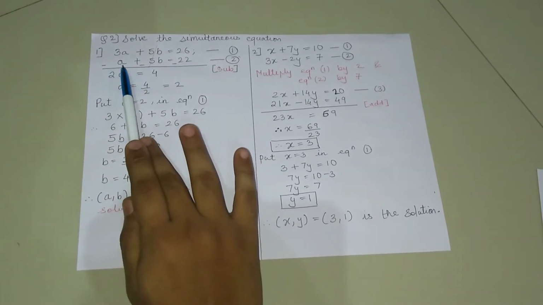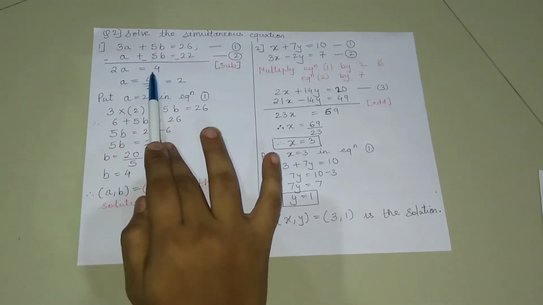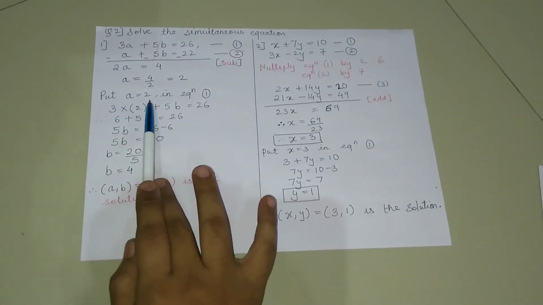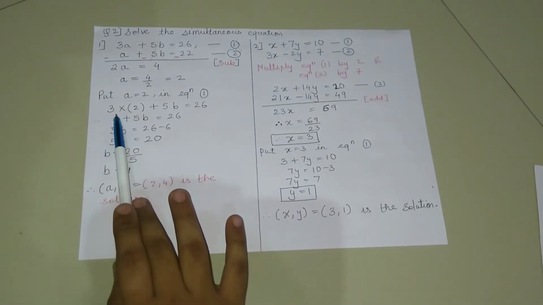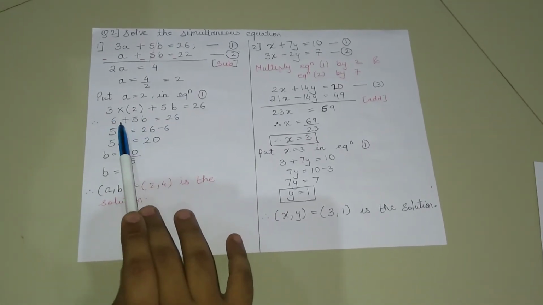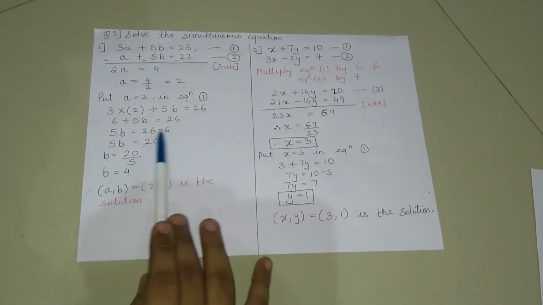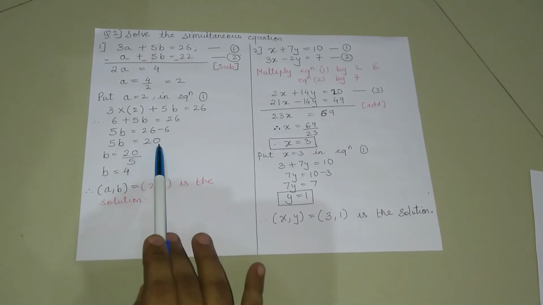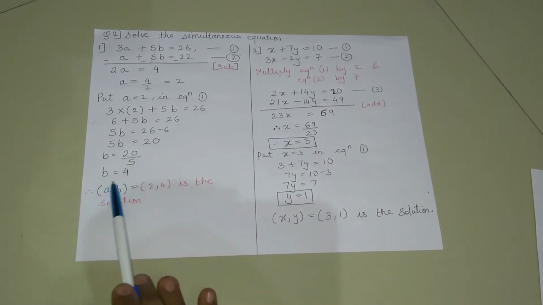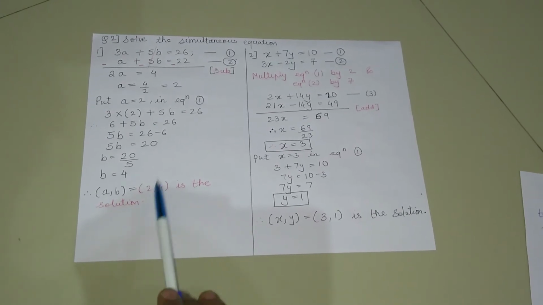So 3a minus a equal to 2a is equal to, this plus minus 5b term will get cancelled, and this will be equal to 4. By this, a value is 2. Now putting a is equal to 2 in equation 1: 3 into the value of a, that is 2, plus 5b equal to 26. So 3 into 2 is 6 plus 5b equal to 26. Taking 6 to this side, it will turn to minus: 26 minus 6, that is 20. So 5b is equal to 20, b is equal to 20 by 5, and the value of b is 4. So a comma b is 2 comma 4 is the solution.